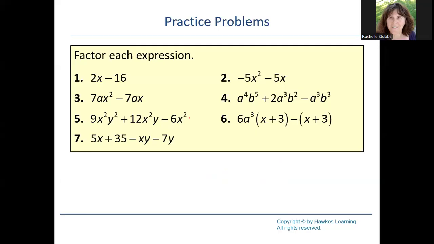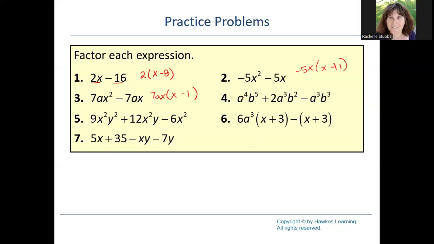All right, let's try this. Looks like on this first one, the only thing that's common is a 2, and that would leave me x minus 8. What's common here is a 7, an a, and an x. So what would be left over? Well, it looks like an x, and 7ax divided by 7ax is just 1. Let's do 2. Looks like I have a negative 5x. If I factor that out, that leaves me with x plus 1. And you can check just by redistributing to see if you get back there.